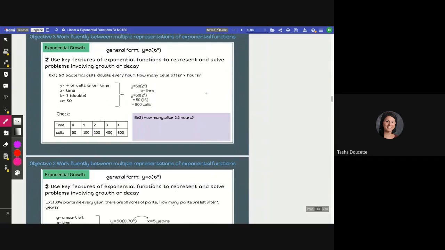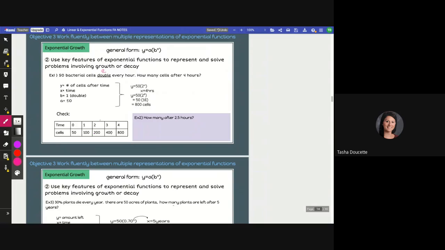Okay, we still have our general form, and we're using key features to represent and solve problems involving growth or decay. So here we have 50 bacterial cells that double every hour. Again, you're going to have to use those words that have meanings and figure out what they mean. So a double means that it's doubling, so by 2 every hour. How many cells after 4 hours?